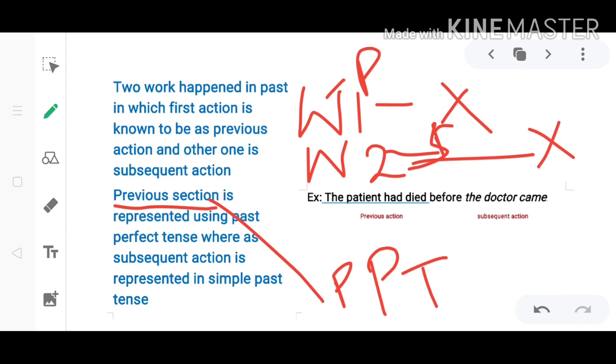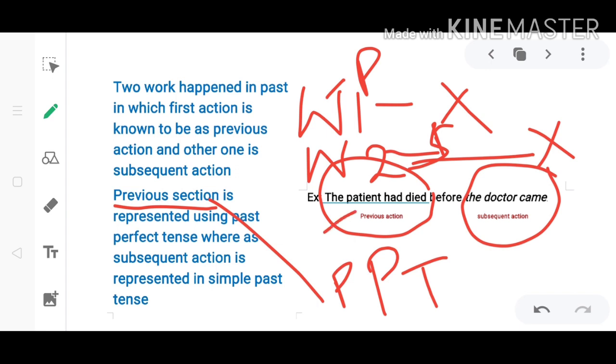The example says: the patient had died before the doctor came. Two works have been shown here using the conjunction before. One work is that the patient had died. This is work 1. And second is that the doctor came. In both the actions, the arrival of the doctor is done after the death of the patient. So the death of the patient is work 1, which happened before work 2.